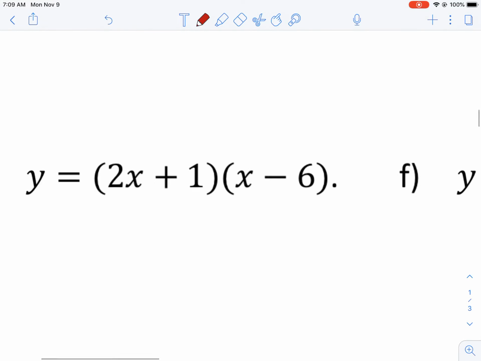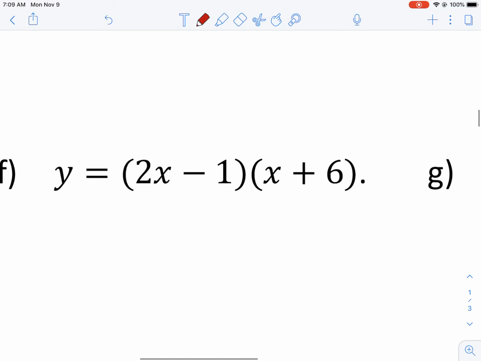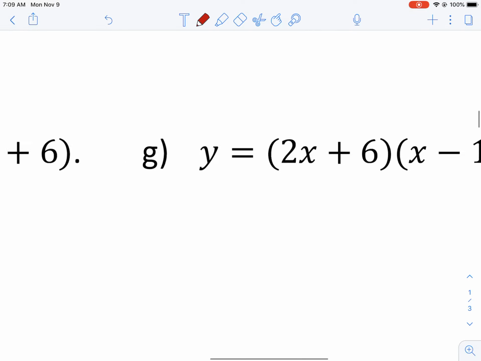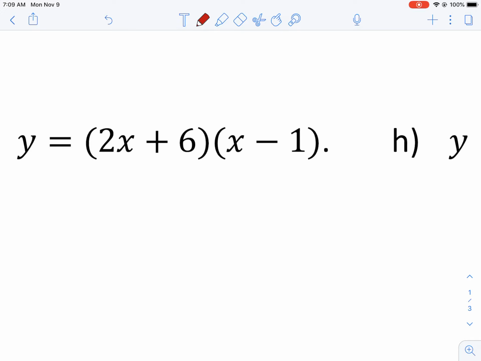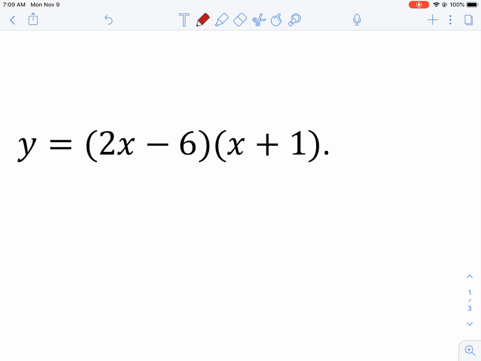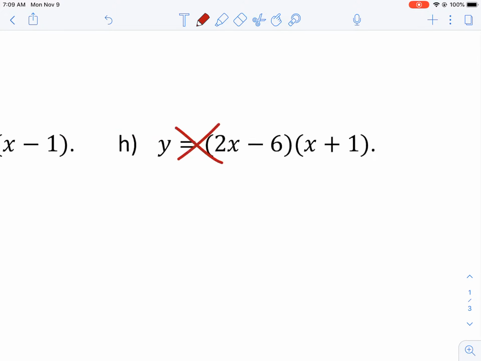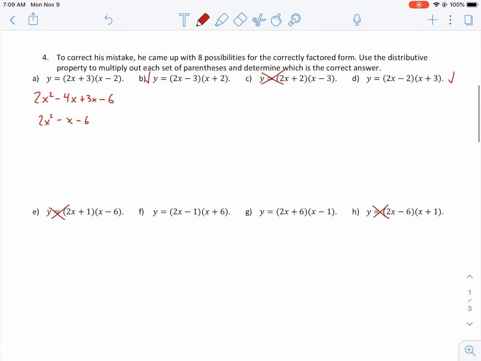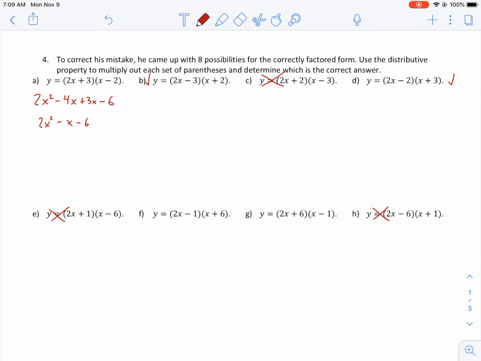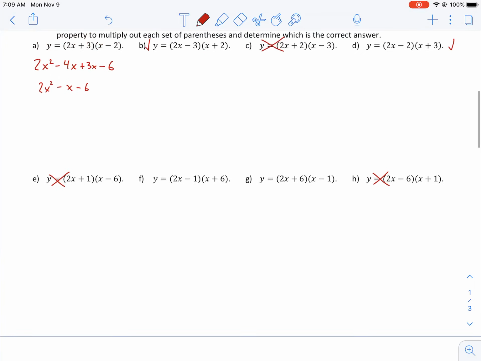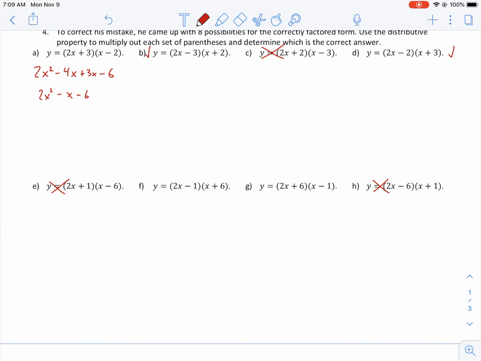We come down here. 2 times negative 6, that's negative 12. That one's not going to work. This one would. This one would. 2 times 1 is negative 1. And this one, 2 times 1 is 2. But we got negative 6x, so that one wouldn't work. So you can actually eliminate half of them because your negative value is going to end up being bigger than your positive value.